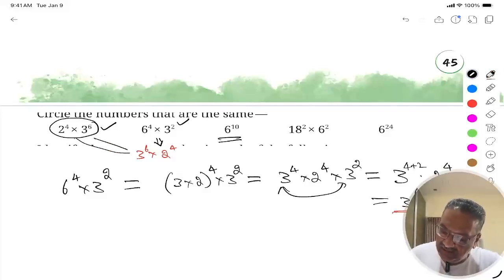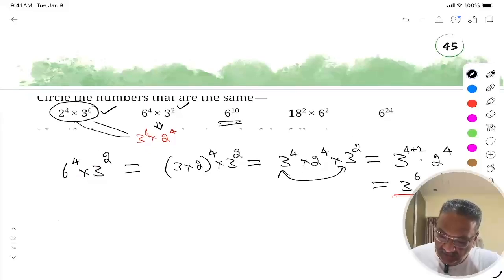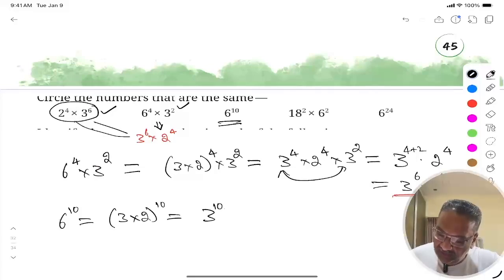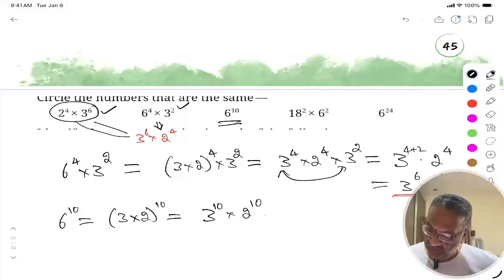Okay. Now let us take this 6 to the power of 10. 6 to the power of 10 can be written as 3 into 2 to the power of 10, which is equal to 3 to the power of 10 into 2 to the power of 10. Further, can you simplify this? Is it same? They are not same. Okay. So this number is different.